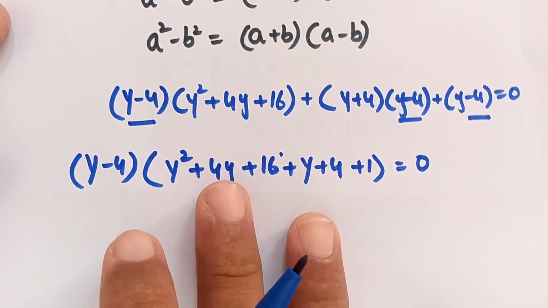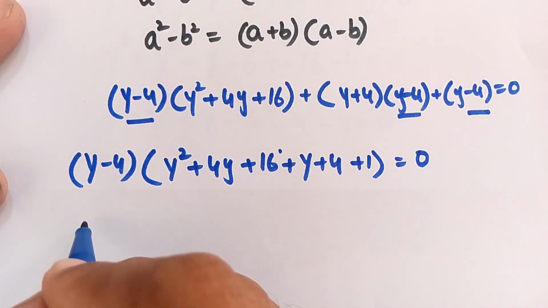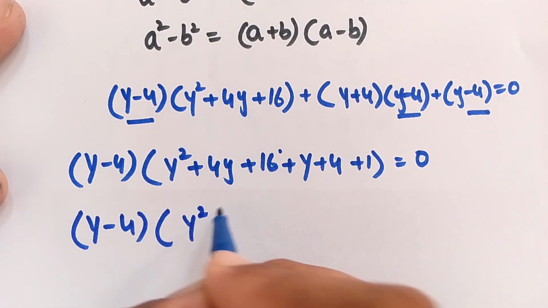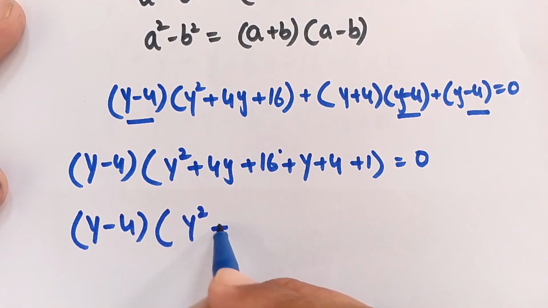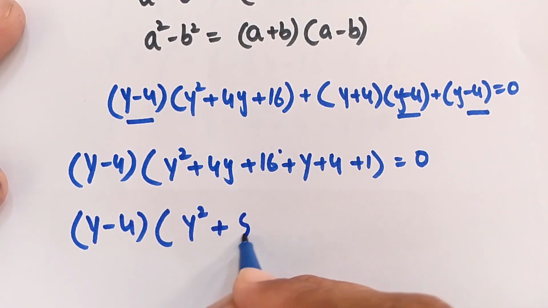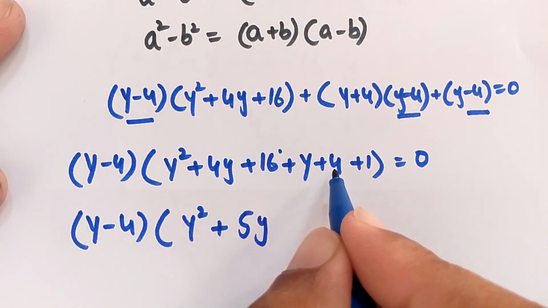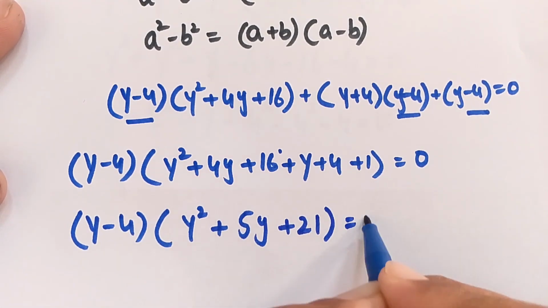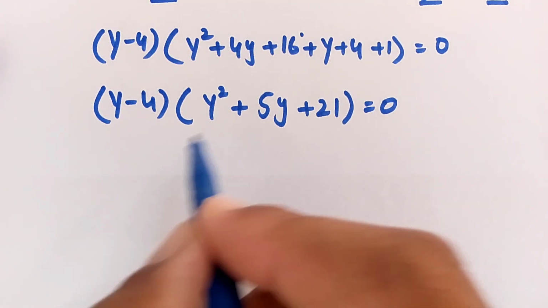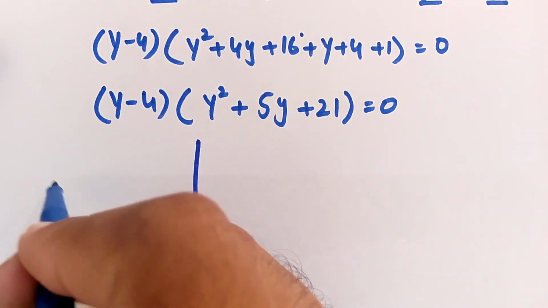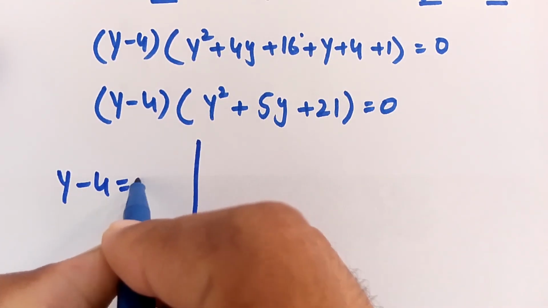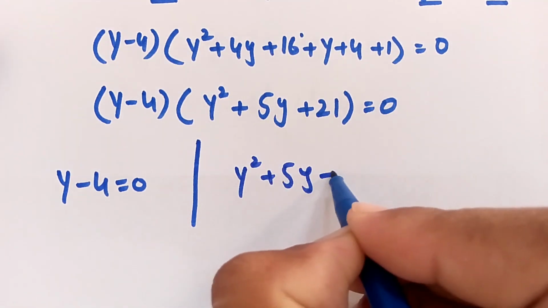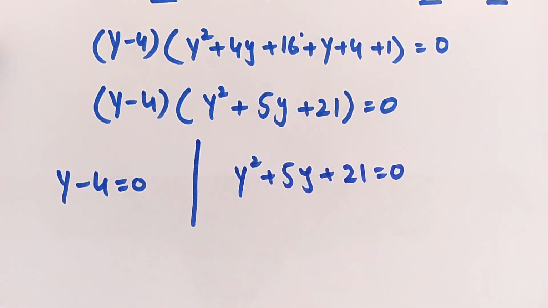Now in the next step, we have (y - 4) and here y^2 + 4y + y is equal to 5y, and 16 + 4 + 1 is equal to 21, so y^2 + 5y + 21 = 0. Now here we obtain two cases. Case number one is y - 4 = 0, and case number two is y^2 + 5y + 21 = 0.